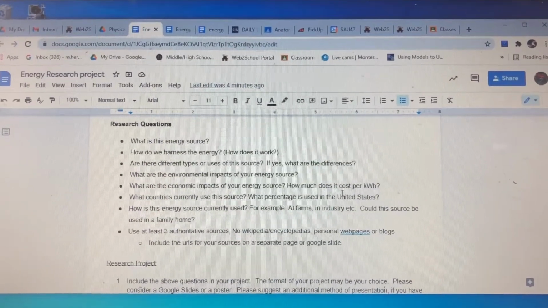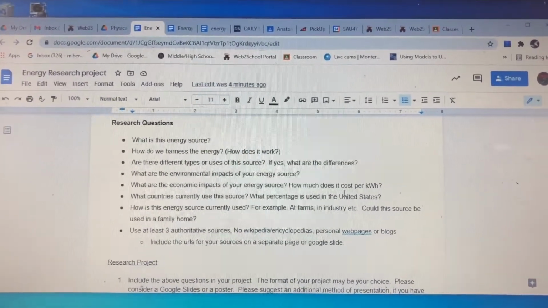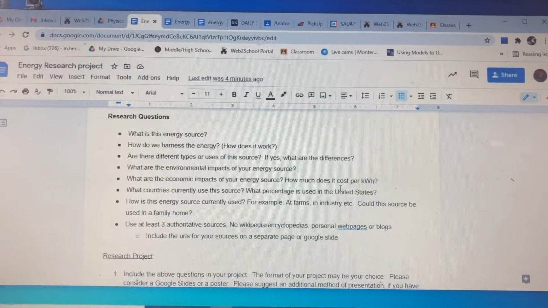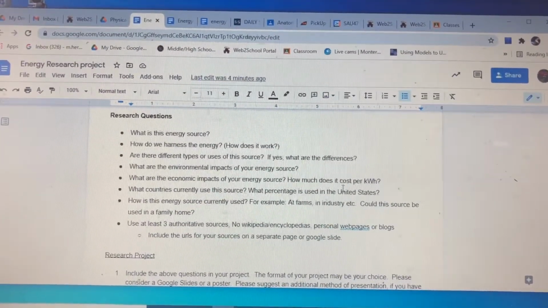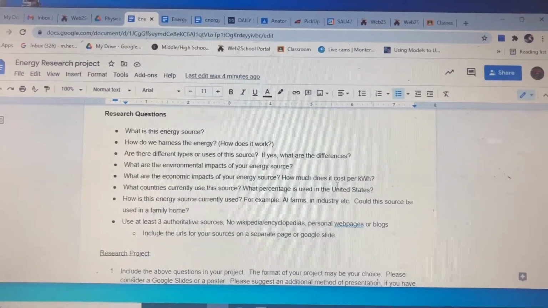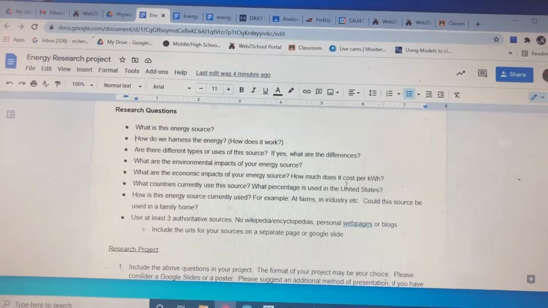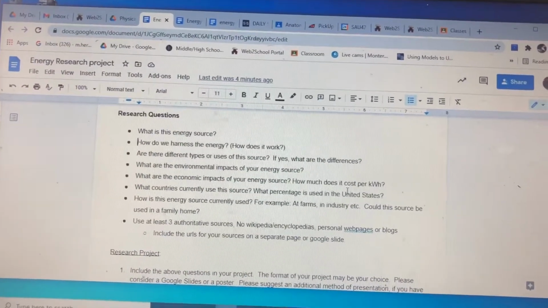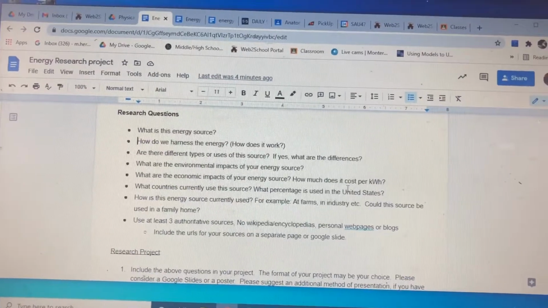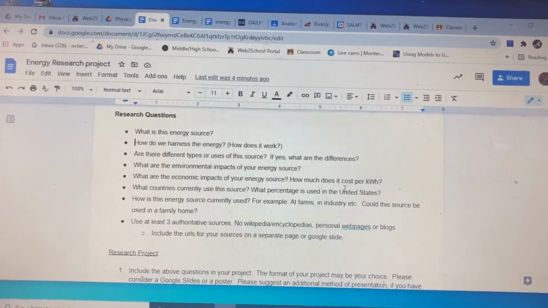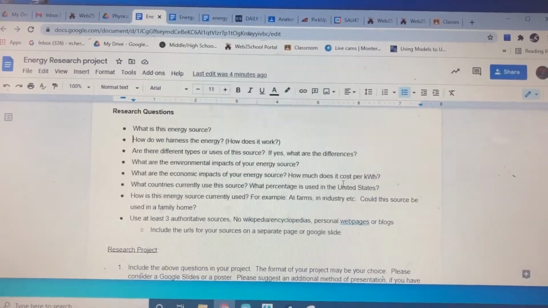How do we harness the energy is the next question. So what I mean by that is, how does it work? Are you burning something? Is a turbine of some sort being turned? How does that work? Get me some pictures of that. There's tons of stuff on the internet that you can use for that.